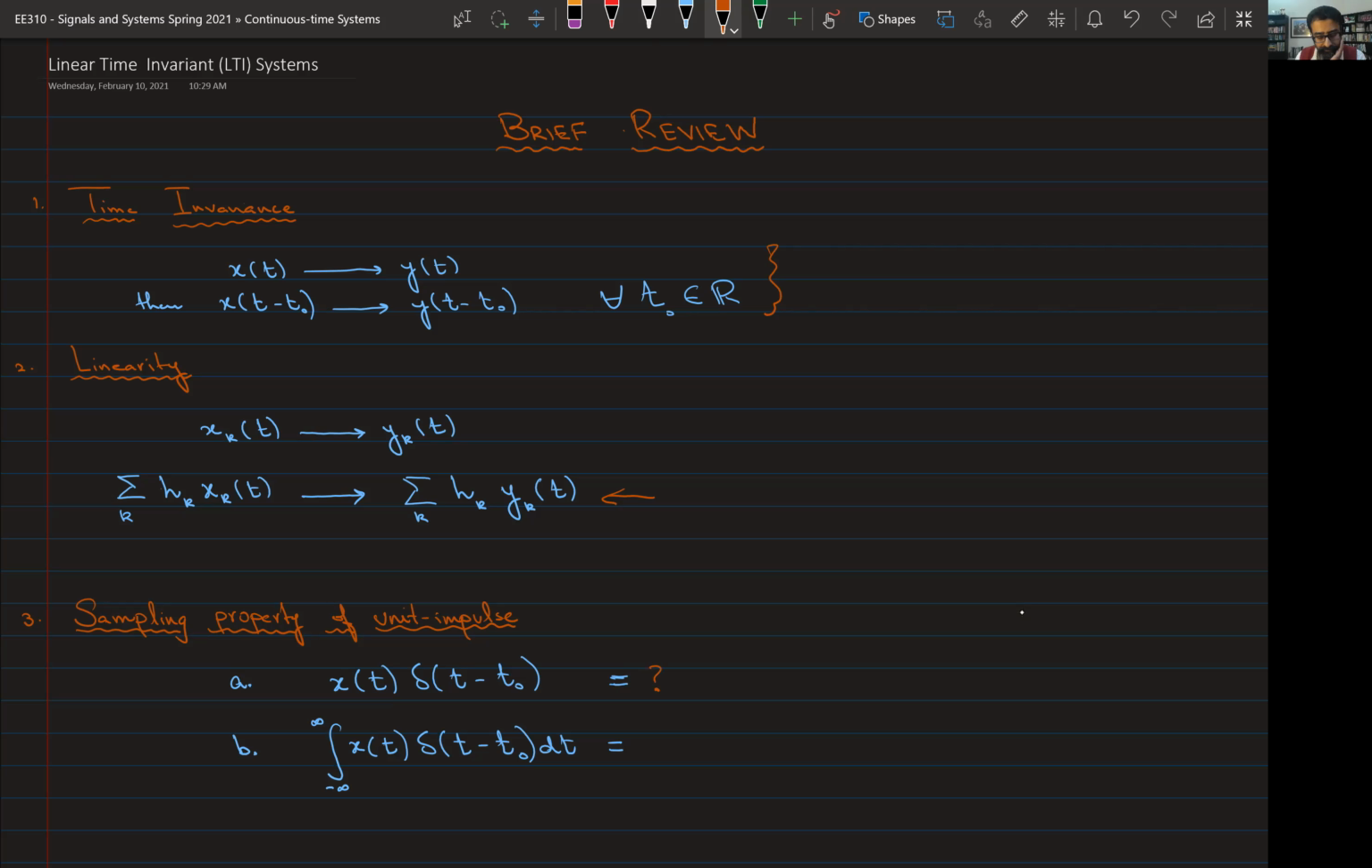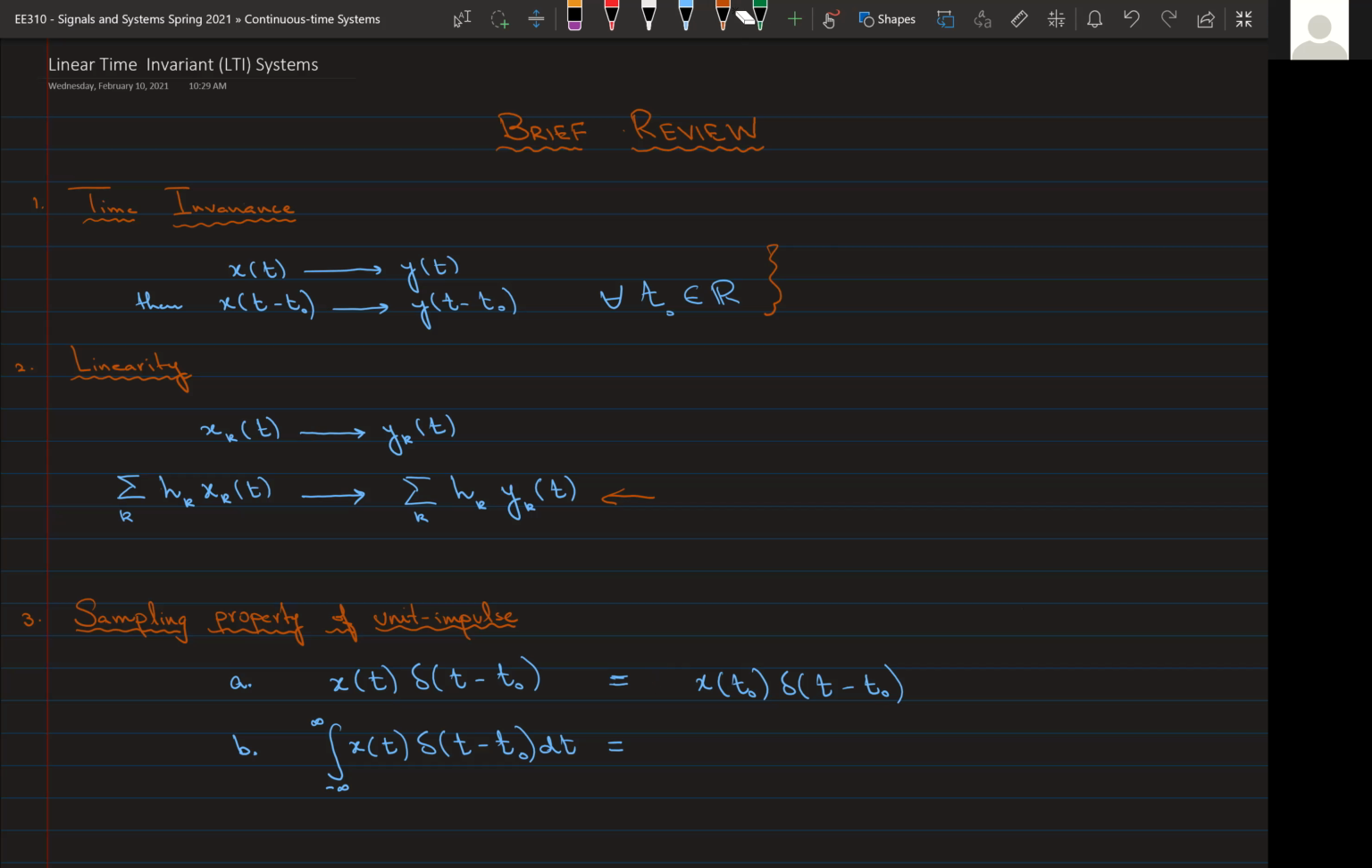Sir, it will be x of t naught. Yeah, the value of x at t naught, and then the same delta function. Excellent. So times delta of t minus t naught. Okay, and this is the sampling property. So all the multiplication with the delta does as a function of time is that it samples x of t at t naught, and then you're left with that amplitude of an impulse residing once again at t naught. Okay. Hassan, what about part B? I mean, what is this going to be equal to?